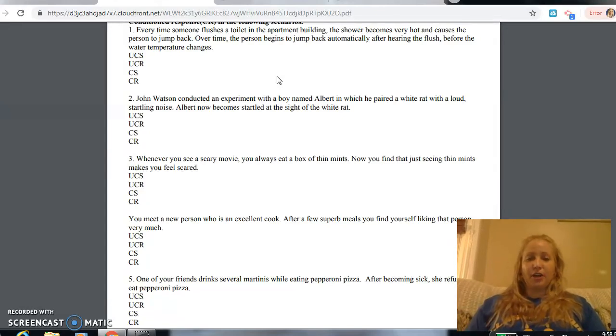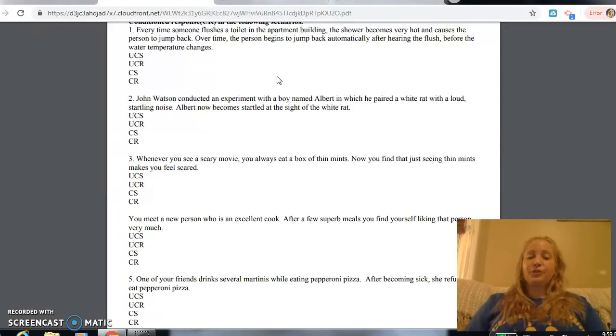Okay, let's do number 3 here. Whenever you see a scary movie, you will always eat a box of Thin Mints. Now you find that just seeing Thin Mints makes you scared. Again, I'm going to give you a few seconds to think about that. Okay. Unconditioned stimulus is our scary movie. The unconditioned response is going to be fear. I'm not afraid of no scary movies, but most people would be, right? The conditioned stimulus is the box of Thin Mints, or just seeing the Thin Mints, and then your conditioned response is going to be scared.